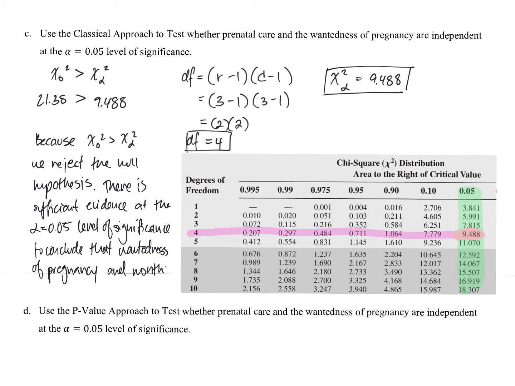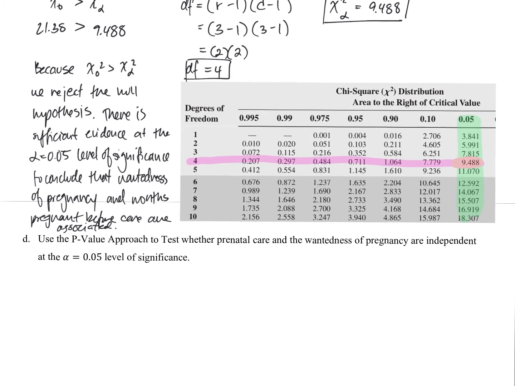So, and months pregnant before care are associated. Squeeze that in. Okay, so we found out that there is a relationship. If the person actually wanted their pregnancy, they're more likely to have gotten prenatal care sooner. Kind of makes sense, but now we've proven it statistically.